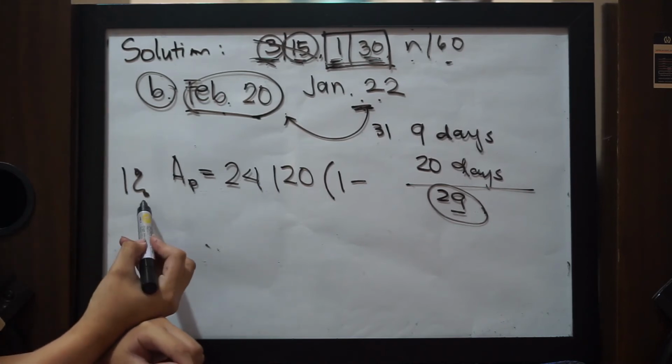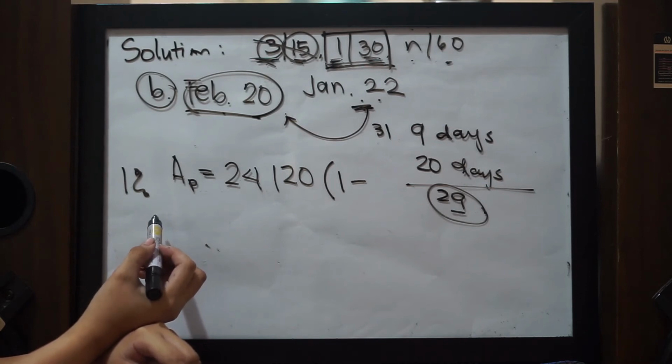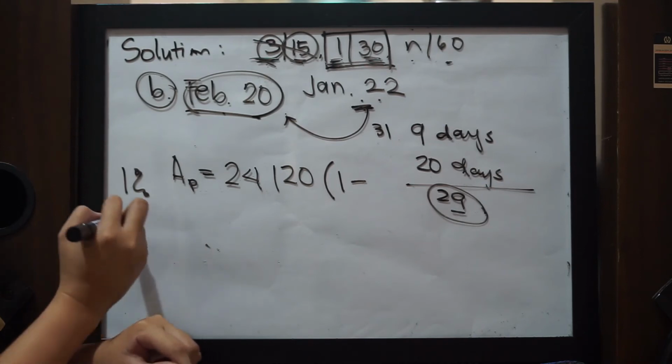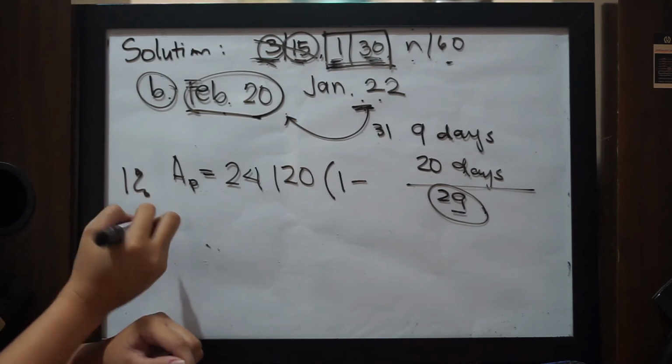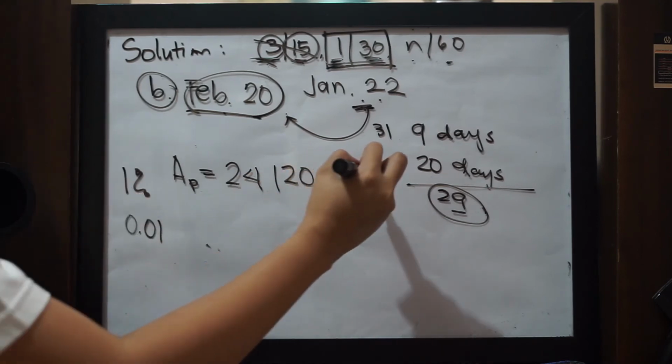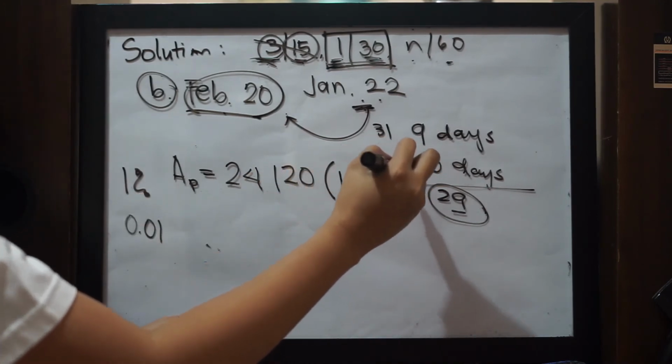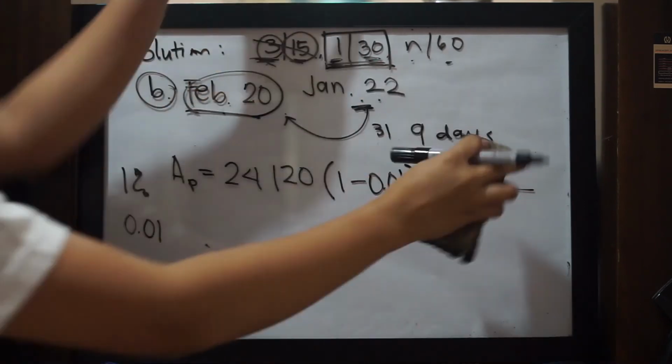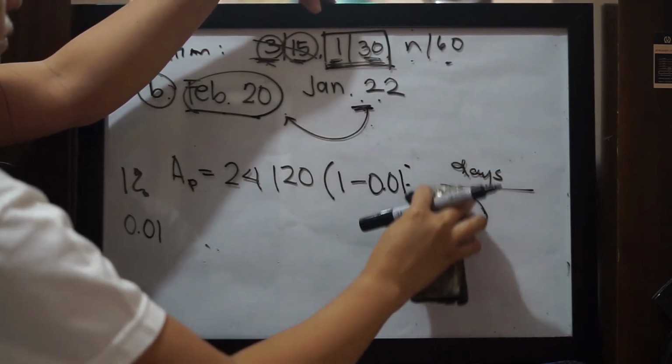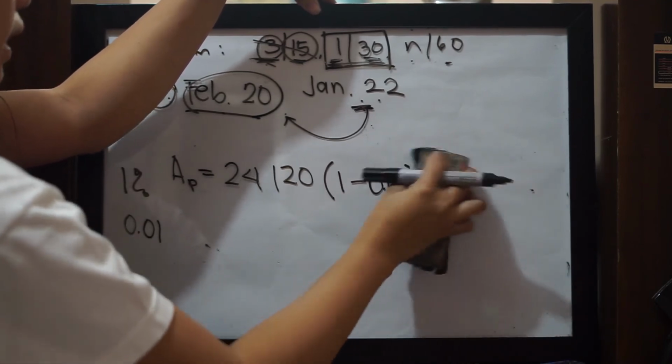So, we cannot use 1%. We have to change this to decimal number. And 1% is 0.01 in decimal. So, we will use 0.01 here. Let me erase that one, para hindi makagulo.